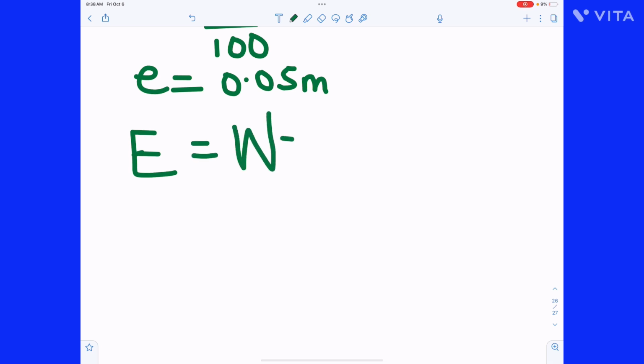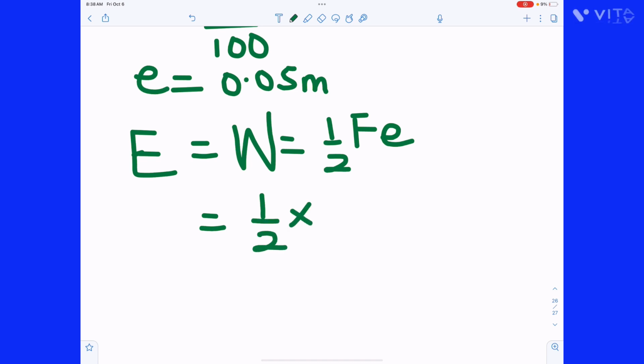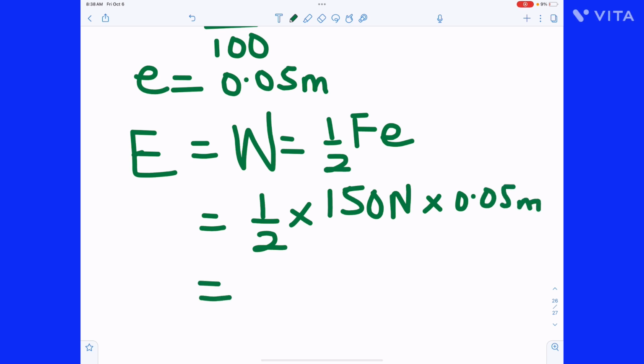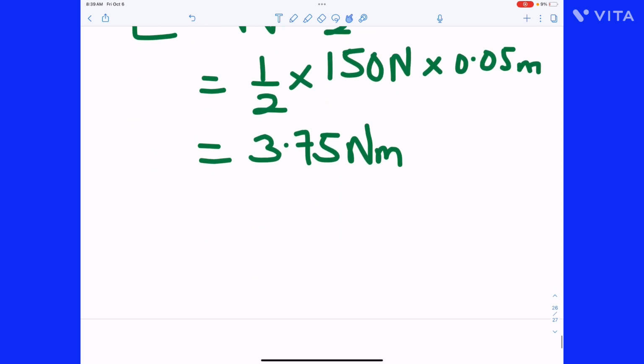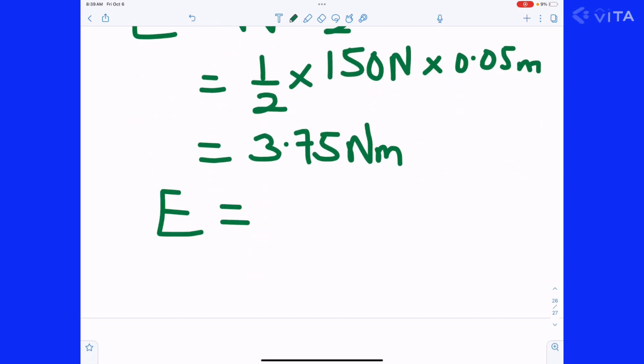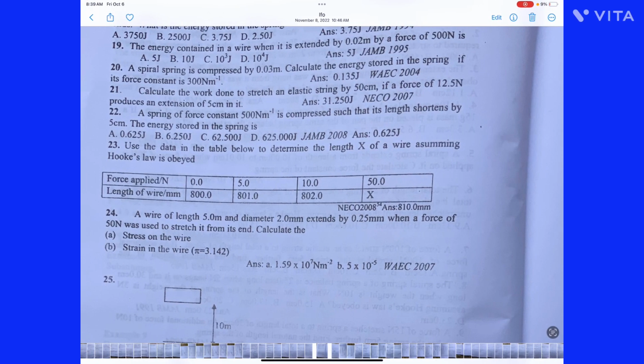So what is the energy stored in the spring? Energy stored is the work done on the spring, which is the average force applied times the extension. So that's 1/2 times 150 newtons times 0.05 meters. 150 times 0.05 divided by 2. Okay, that gives us 3.75 Newton meters. 1 Newton meter is the same thing as 1 joule. So the energy stored in the spring is 3.75 joules. Take note of that. Okay, that was number 18.